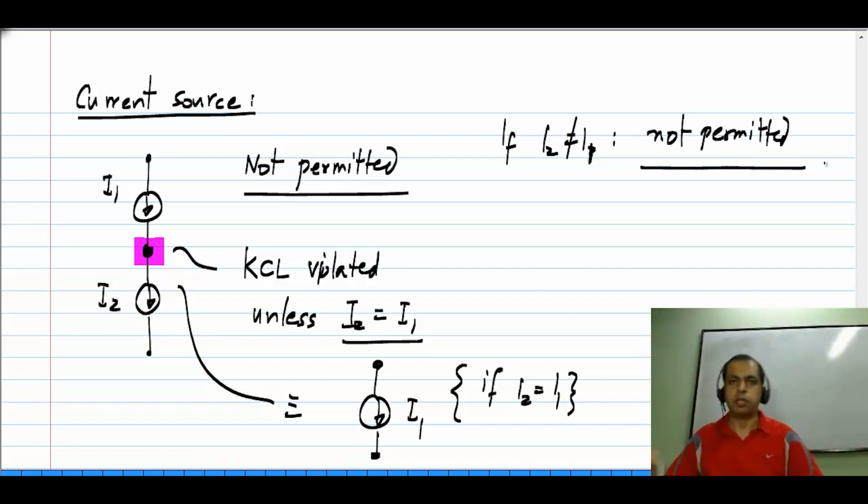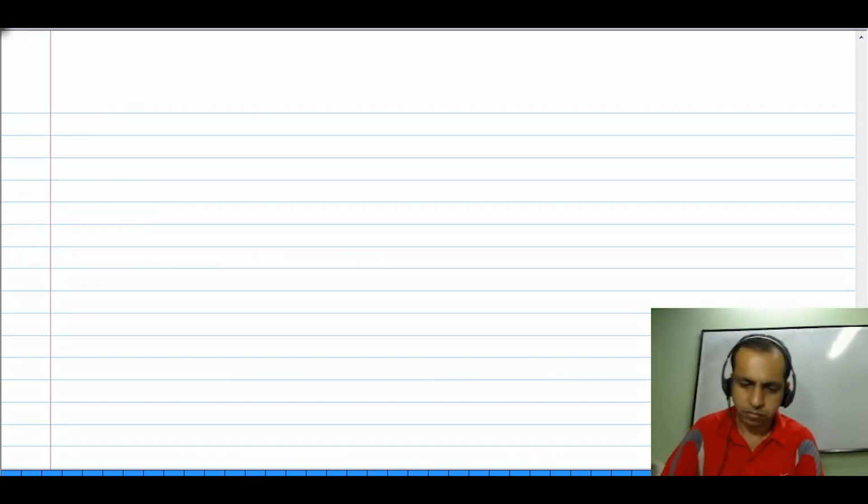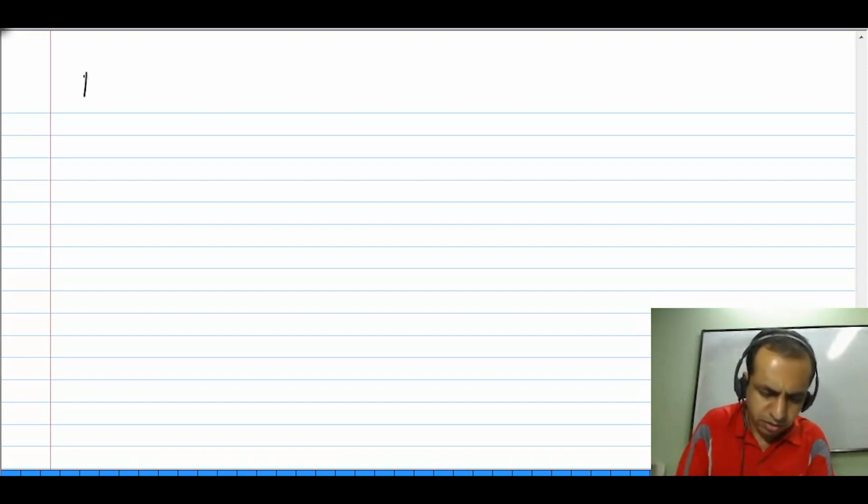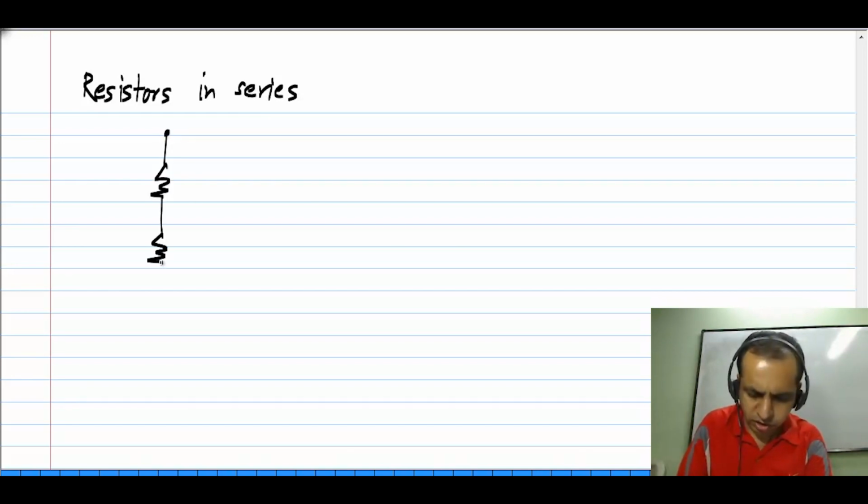So what this means is that if you have two unequal current sources, you cannot connect them in series, because such a connection necessarily violates Kirchhoff's current law. So next we'll look at resistors in series. So I'll take a number of resistors just for illustration. Let me put down 3 of them.